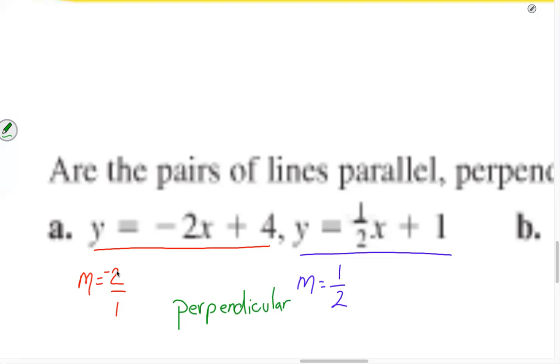And here's a little thing. You may see this on standardized testing. An upside down T means perpendicular. Just a little heads up. It's more of a geometry piece of info.